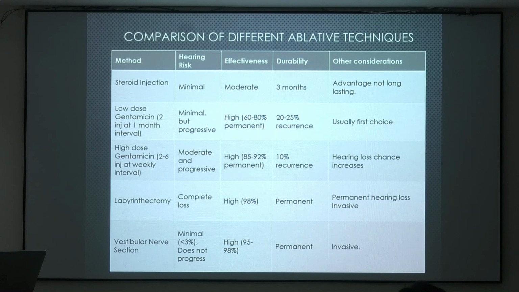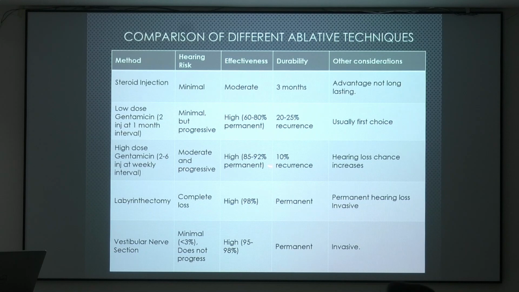There are two different options for gentamicin. Either you give low dose gentamicin, not more than 2 injections, or you give high dose injections, like 2 to 6 injections with a weekly interval. Both are effective. Effective means they are off medicine, off any other medicines. In 60 to 80%, with only 1 or 2 injections, they will be completely off medicine for the long term. They may have recurrence after 4-5 years, but they are off medicines.